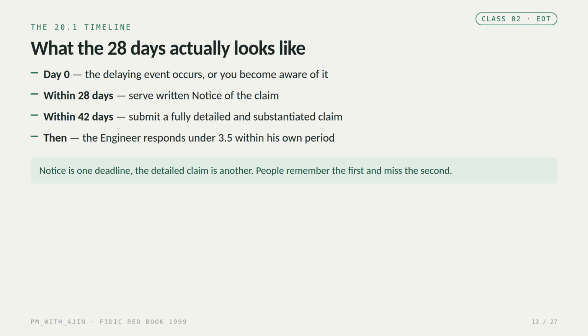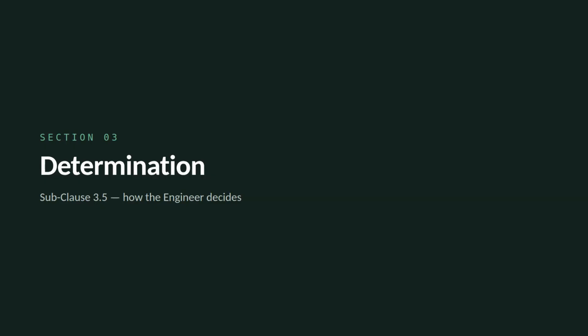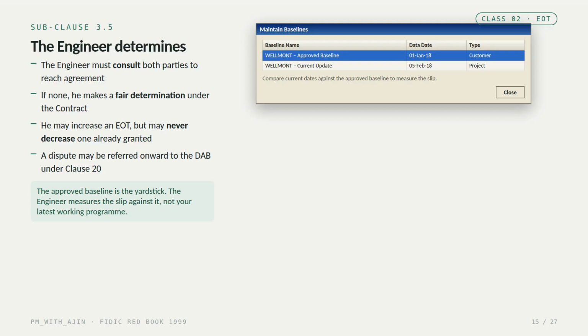Here's the trap. Everyone remembers the 28-day notice. Far fewer remember the 42-day detailed claim that follows it. Miss either one and you weaken your position. Once your claim is in, the engineer has to determine it. That happens under subclause 3.5. Under 3.5, the engineer must first consult with both parties and try to reach agreement.